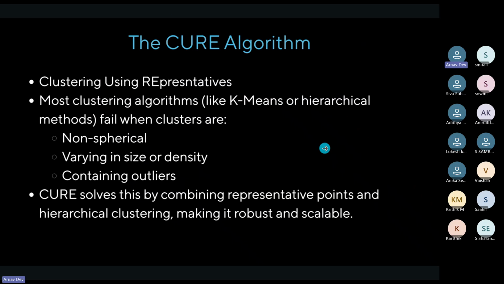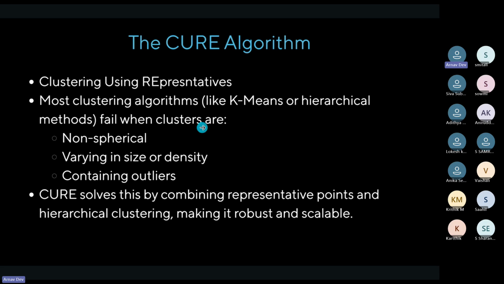This is also one of the methods for clustering. It is clustering using representatives. We've already seen that in k-means clustering or hierarchical clustering, we use something known as the centroid. We use the centroid to determine the cluster, and we take it as a representative for that cluster. What you do in the CURE algorithm is use representative points of that particular cluster and use them for the clustering.